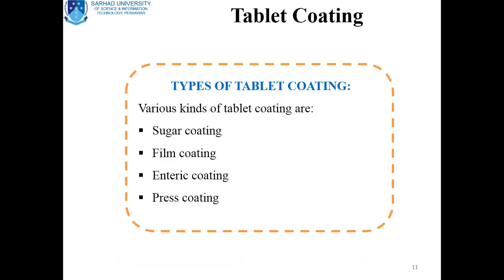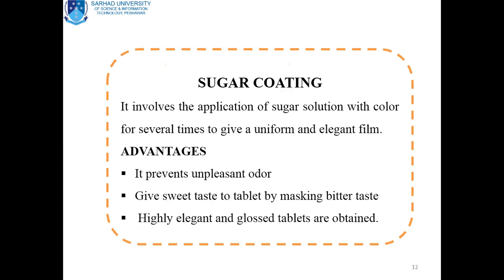There are different types of tablet coating, and various kinds include sugar coating, film coating, enteric coating, and press coating. Now we will discuss in detail the sugar coating. As the name indicates, it involves the application of a coating, in this case a sugar solution with color, applied several times to give a uniform and elegant film.